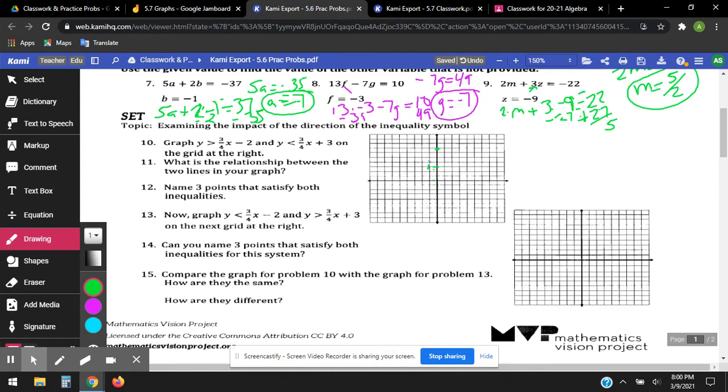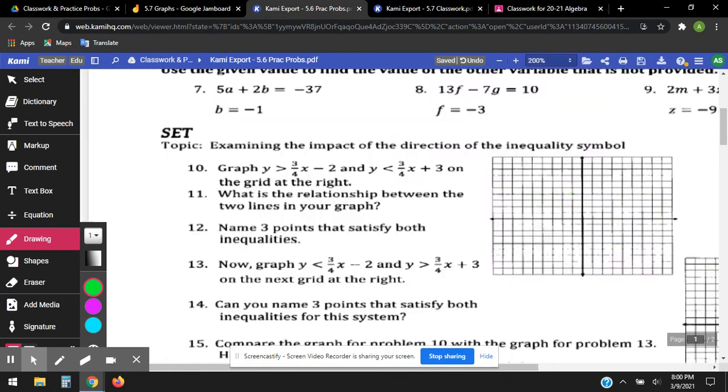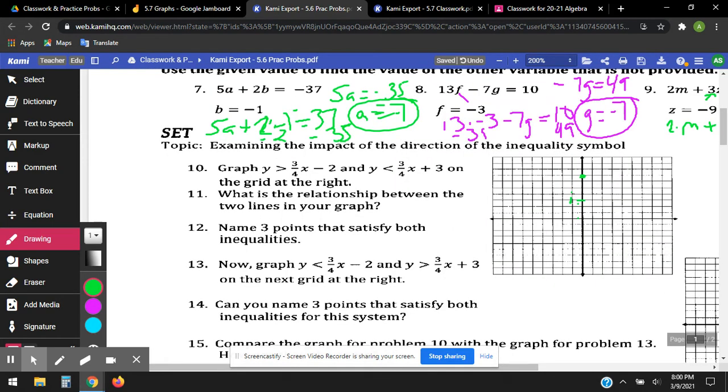Is that 4? I have to zoom in again. This is hard for me to read. 1, 2, 3, 4. That's going to be my 2. And I'm going to go 1, 2, 3, 4. That's 2. Okay, so this one I'll do in green.